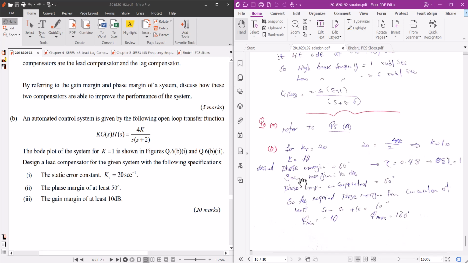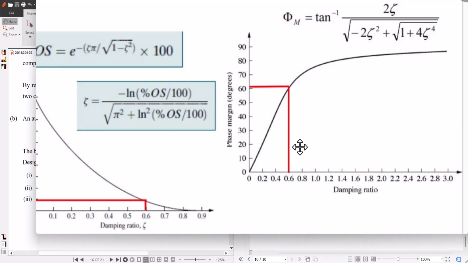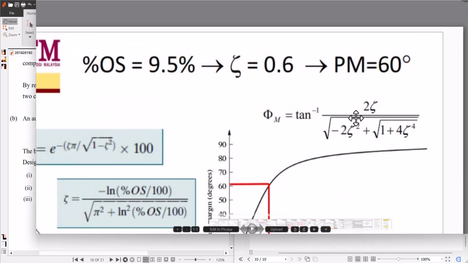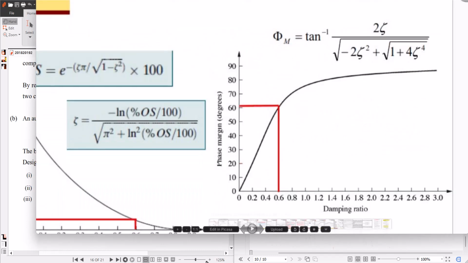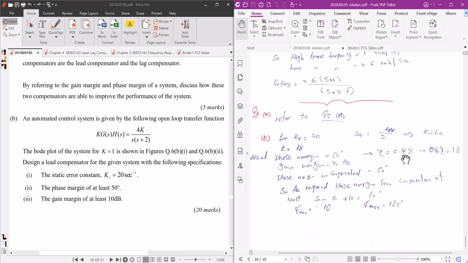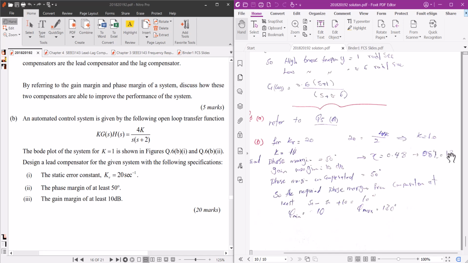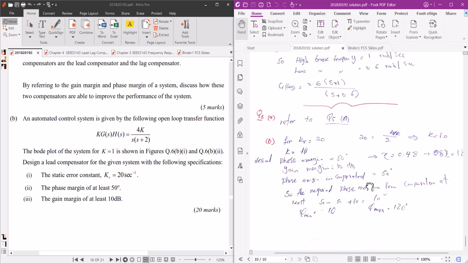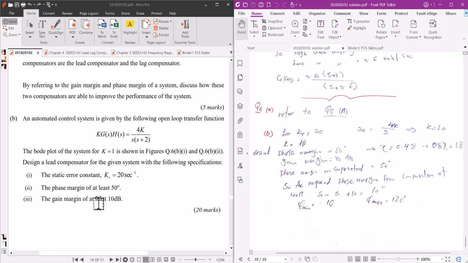Okay, you need a phase margin of at least 50 degrees. If the phase margin is 50 degrees, you can get the zeta for this phase margin. This is your phase margin, and this is your formula. You can get it directly from the formula or from this graph. So for the phase margin, your zeta is 0.48, and from zeta you can calculate percentage overshoot. This comes out to be 18%. So from phase margin you calculated zeta, and from zeta you calculated percentage overshoot. And a gain margin of at least 10 dB, this is the gain margin you need, that is 10 dB.